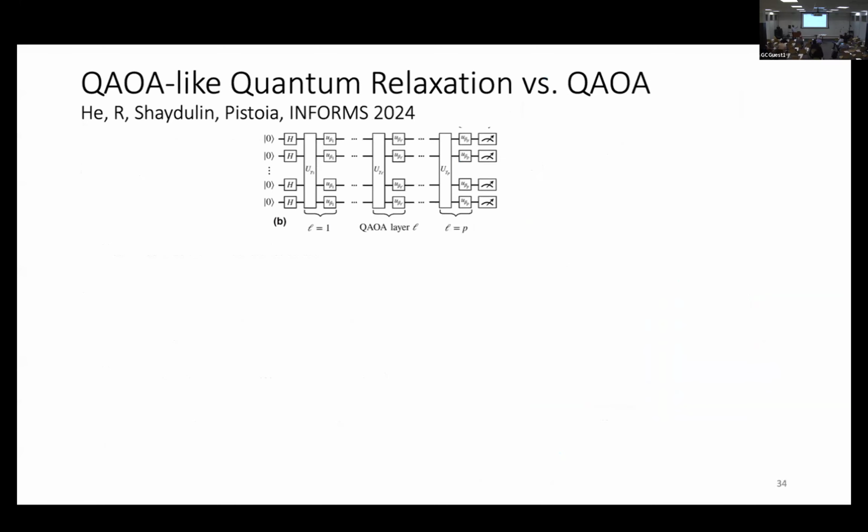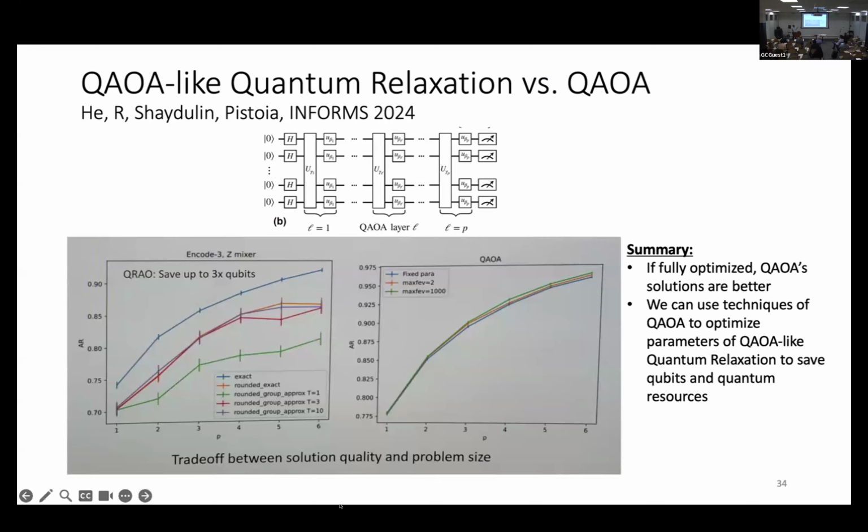Before that, this is what we did at my company. We saw that by applying the parameter schedule that people have been using in QAOA with this direct optimization, we can get similar results. As we extend the length of the QAOA circuit, we get a better approximation ratio. With some rounding, the solution gets worse, but we save 3 times the number of qubits. But of course, if we do QAOA without error, QAOA wins.